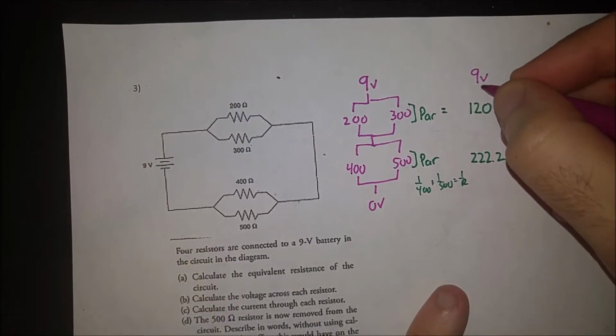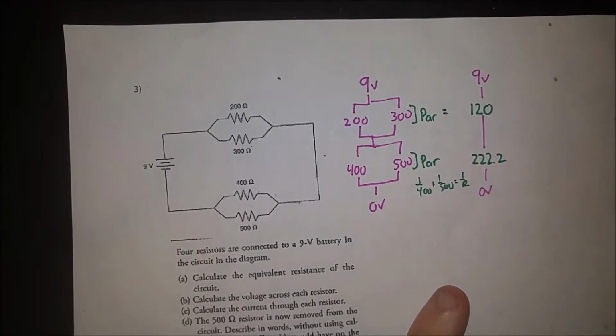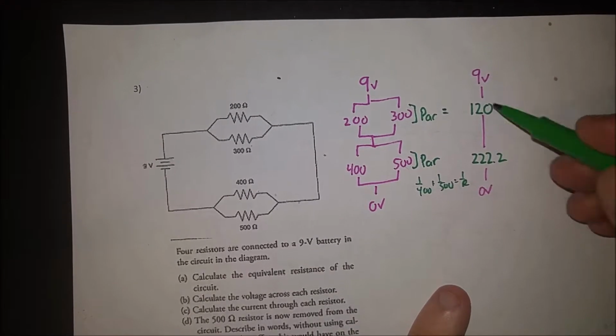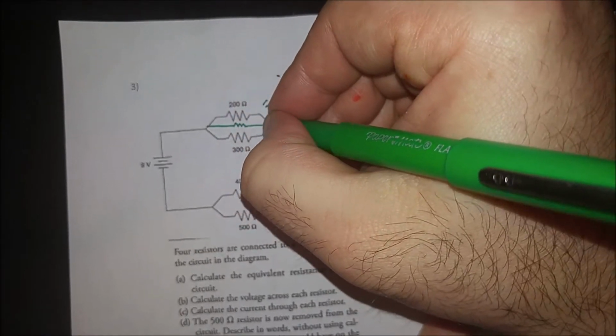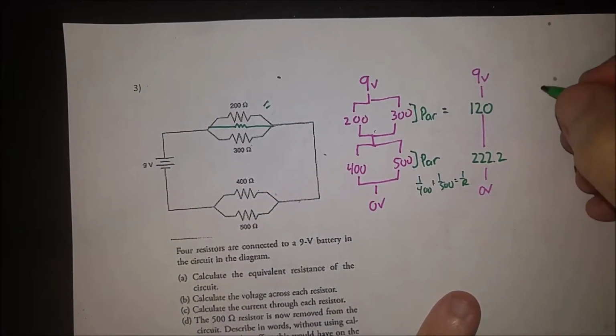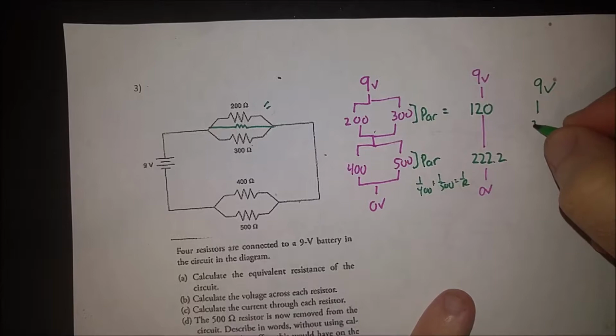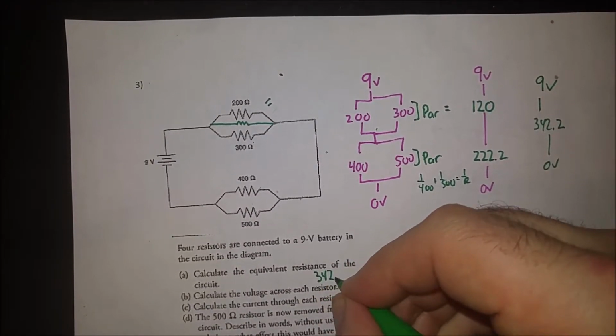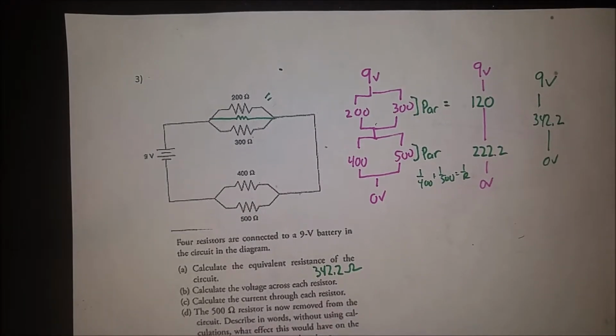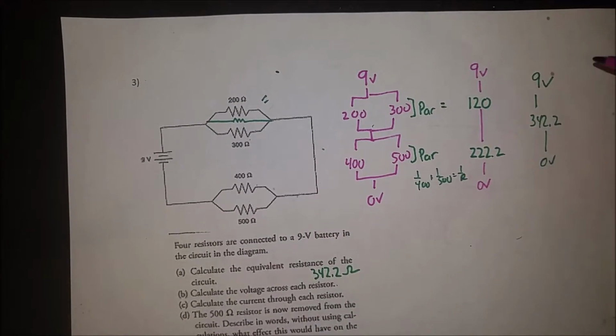So my new picture starts off with 9 volts, goes to 120, goes to 222, and ends at 0. And again, those are in series now. So it's kind of like I could say those two get replaced by a single one of 120. Same with the bottom one. So if I add those two up, I get a total resistance of 342.2, and that's what we call the equivalent resistance.